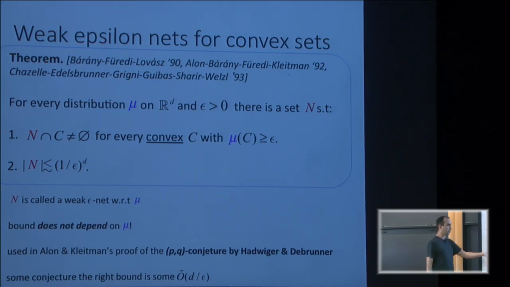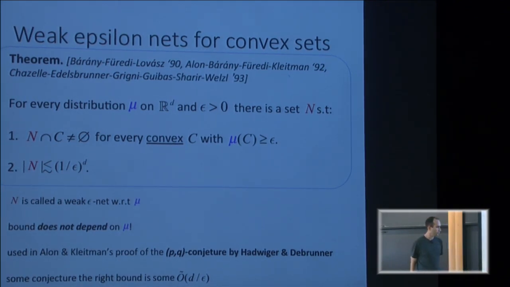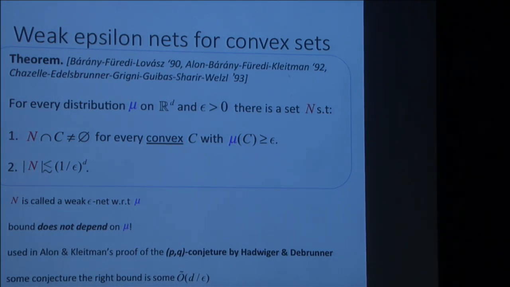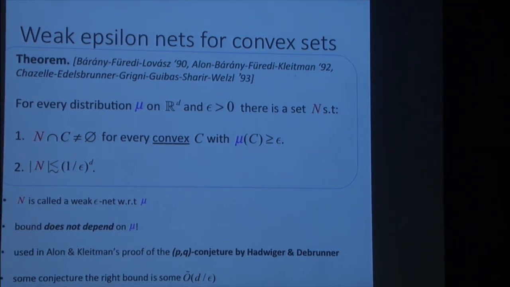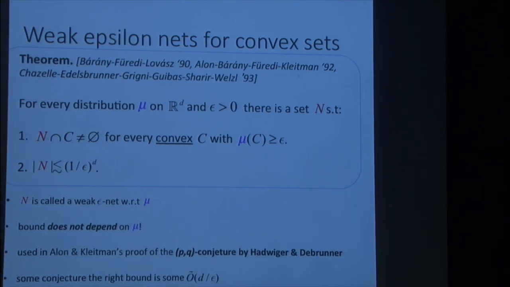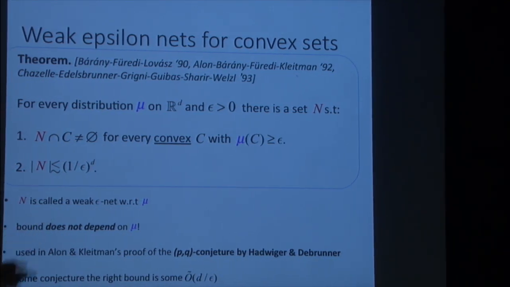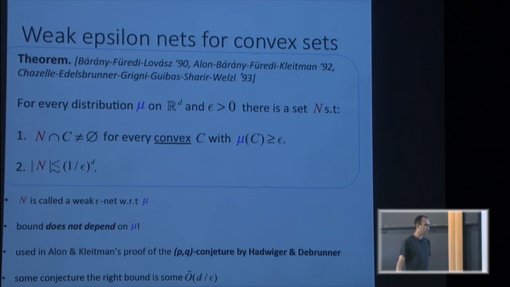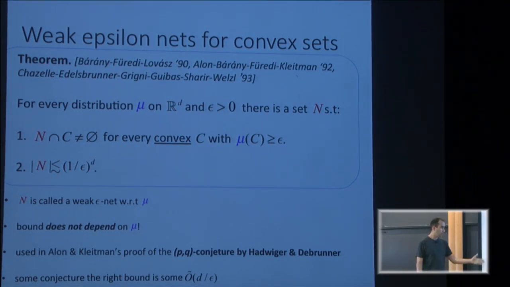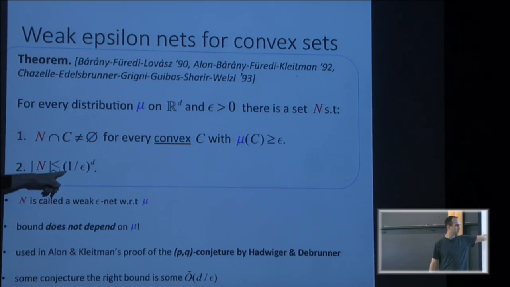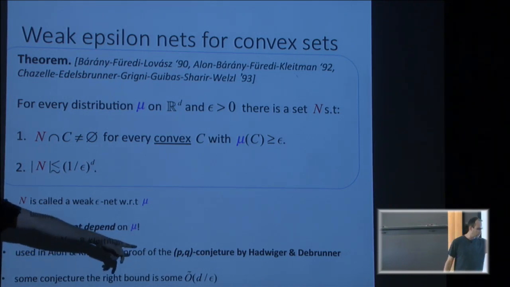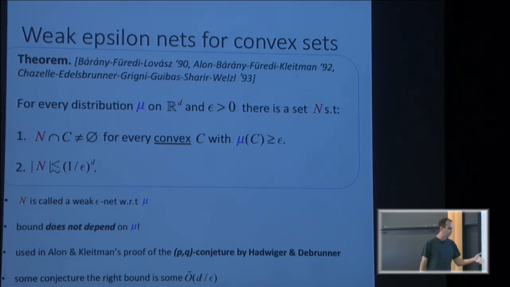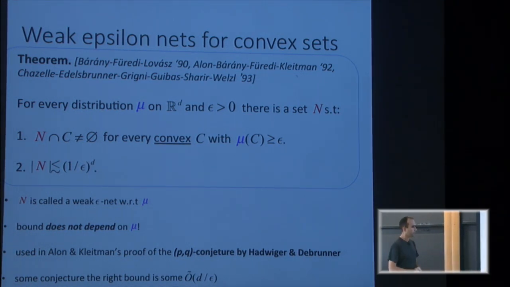Such a set N is called a weak epsilon net with respect to mu. And as I said, the amazing fact is that the bound does not depend on mu. It was also used in the Alon-Kleitman proof of the (p,q) conjecture. I will not tell you about it, but it was a long-standing open problem. And by the way, it is still open. We still don't know what is the right dependence here. In particular, the best lower bounds we have are roughly linear in d over epsilon. So there is a huge gap to close, and some people conjecture that the right bound should be linear. But that's not what I'm going to focus on.